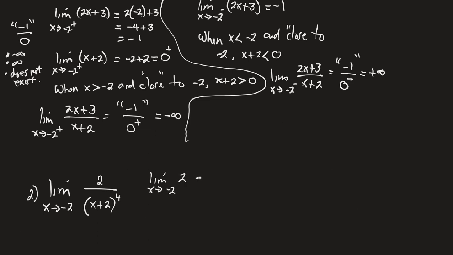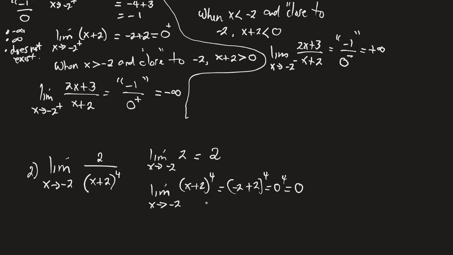of the top, since the top is a constant, the constant never changes, right? Look at the bottom. The limit as x approaches -2 of the quantity x plus 2 to the 4th power. Well, that's -2 plus 2 to the 4th power, which is 0 to the 4th power, which is 0. And the interesting thing is, you might say, well, what happens when you're close to -2? Well, it doesn't matter from the left or from the right, because the denominator has something raised to an even power, right?